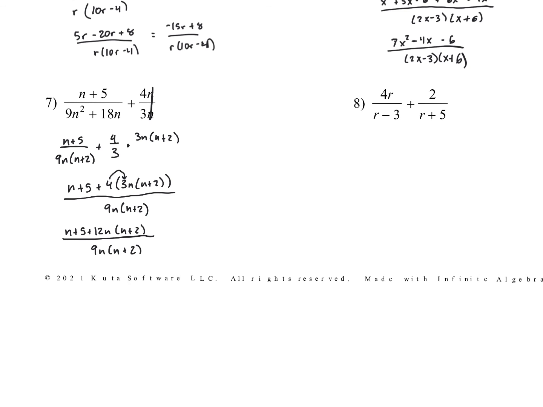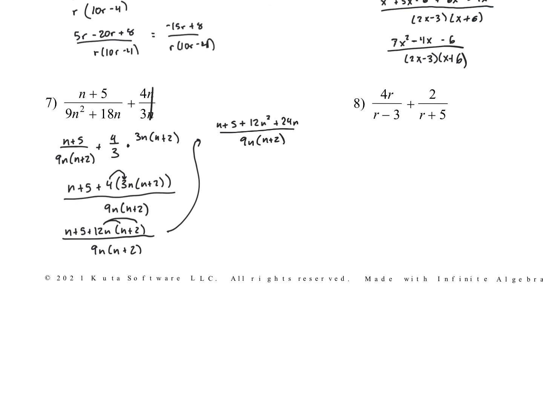Resist the temptation to factor out that n plus 2. In the numerator, it is still wrapped up in addition and subtraction, so therefore we can't do that. But what I can do is distribute my 12n to both terms, and now I have n plus 5 plus 12n squared plus 24n all over 9n, n plus 2. So now all I've got left is to combine like terms.